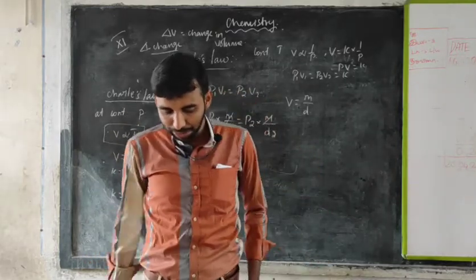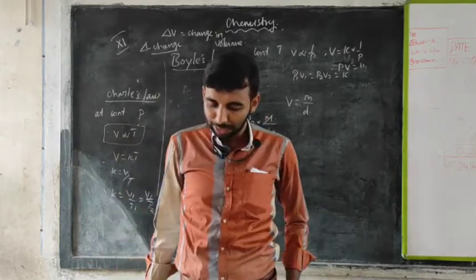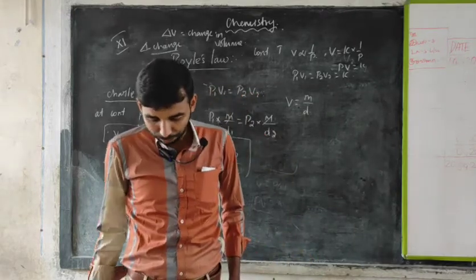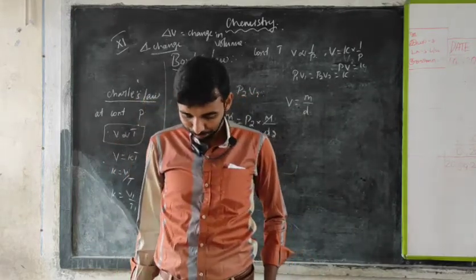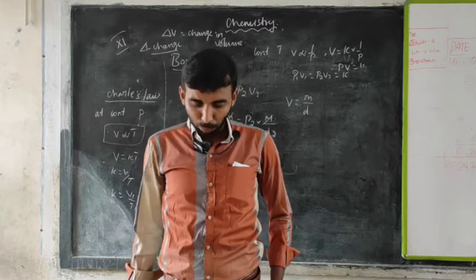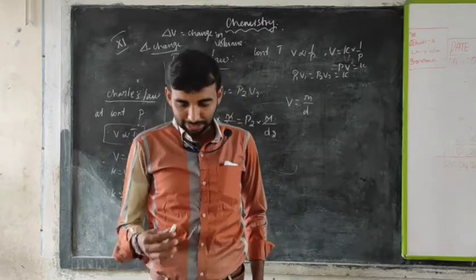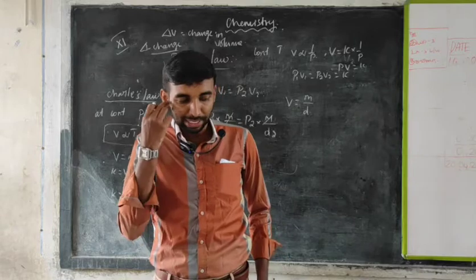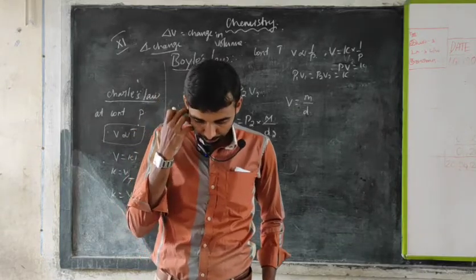Therefore, the above equation can be written as V equals delta V by delta T times T plus V0. V0 is the volume before increasing the temperature of the gas.